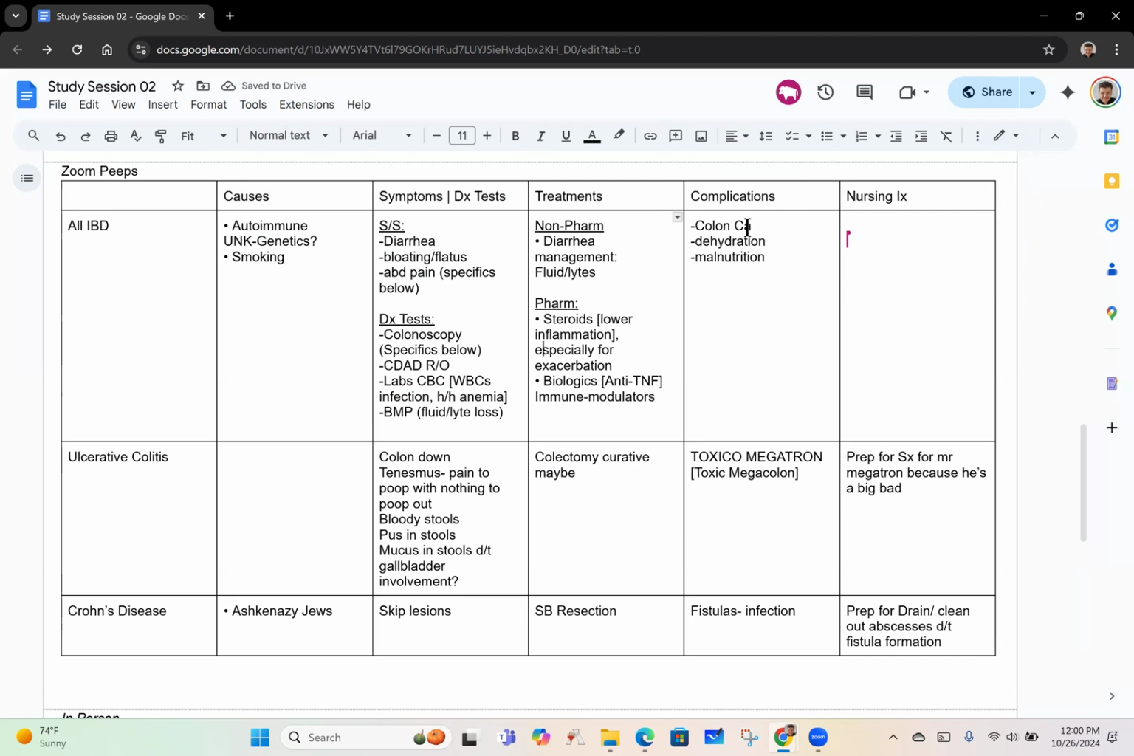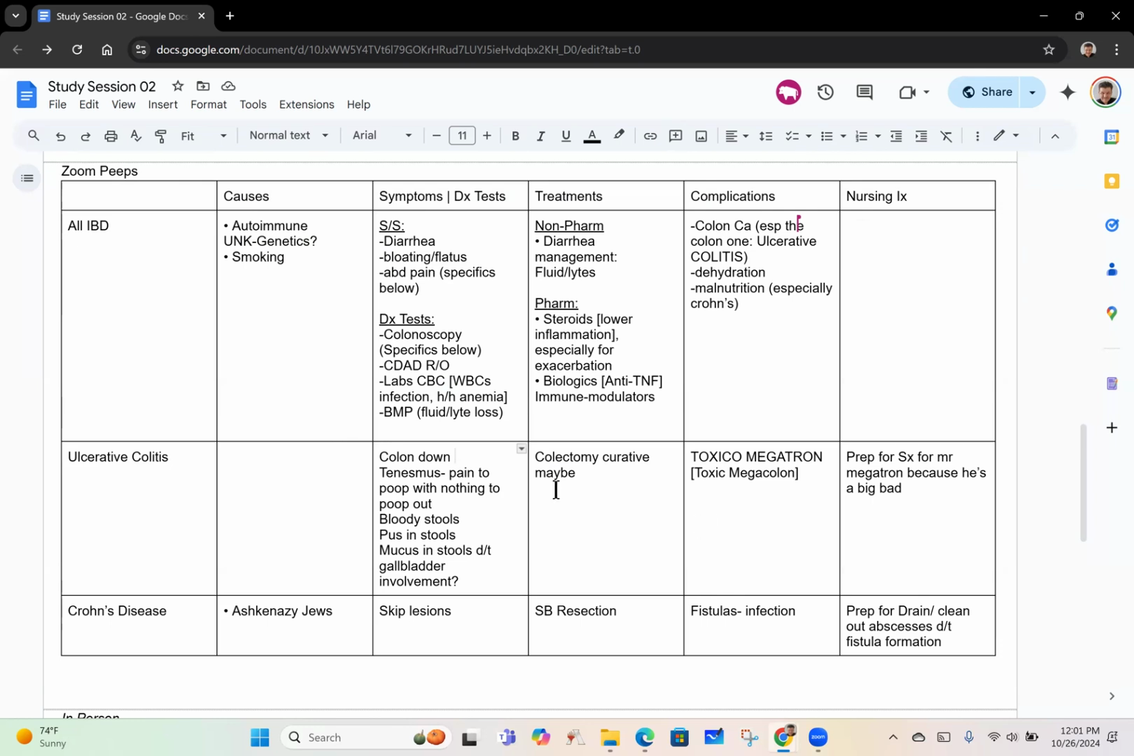And then complications. Colon cancer, but especially who? Especially the colon one, right? So ulcerative colitis, right? We've got dehydration, malnutrition, especially Crohn's, right? We're kind of overlapped, but we get a little overview. And then ulcerative colitis causes were autoimmune and smoking, right? That's for both of them.